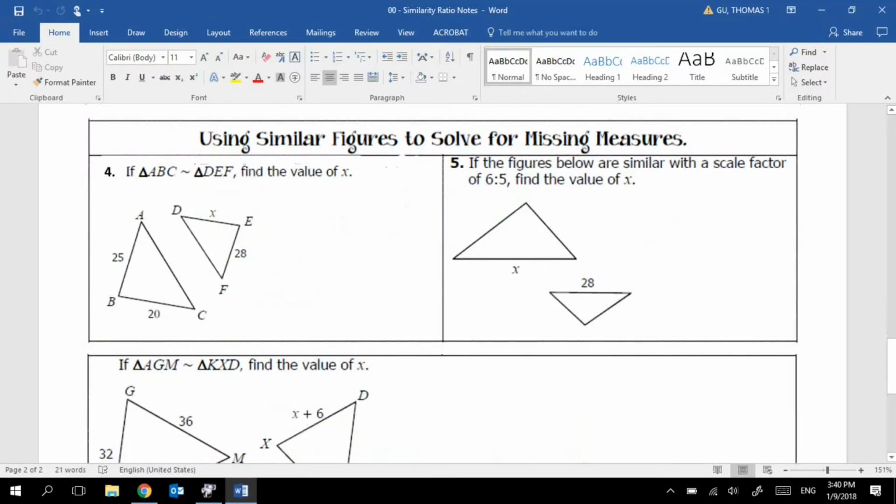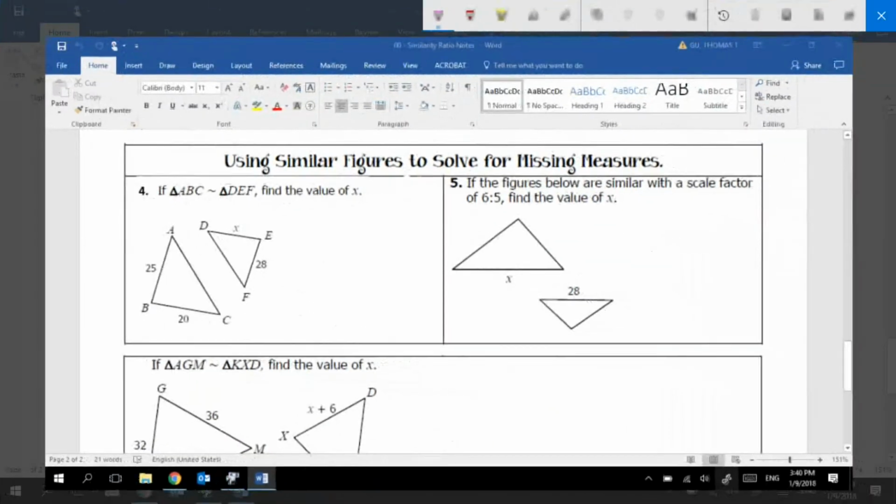Alright, on to number 4. We are going to use similar figures to solve for the missing measure. So number 4, we've got triangle ABC is similar to triangle DEF. We're trying to find the value of X. So we need to see the similarity ratio.